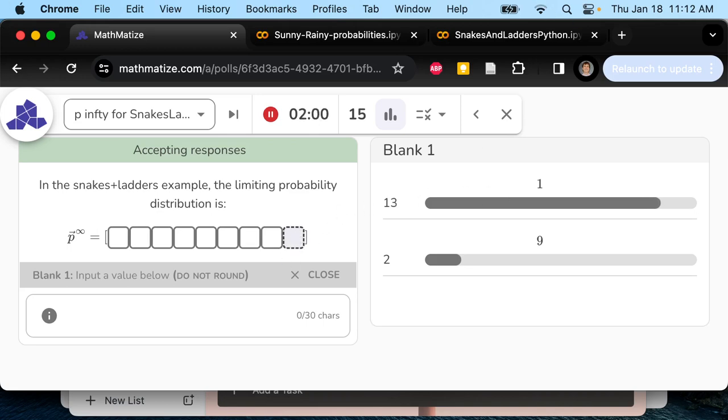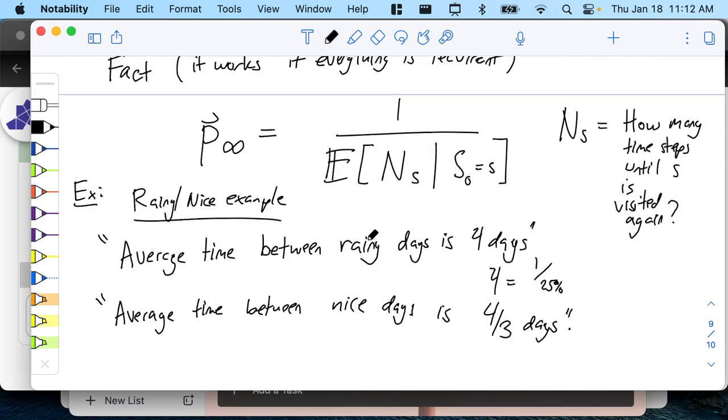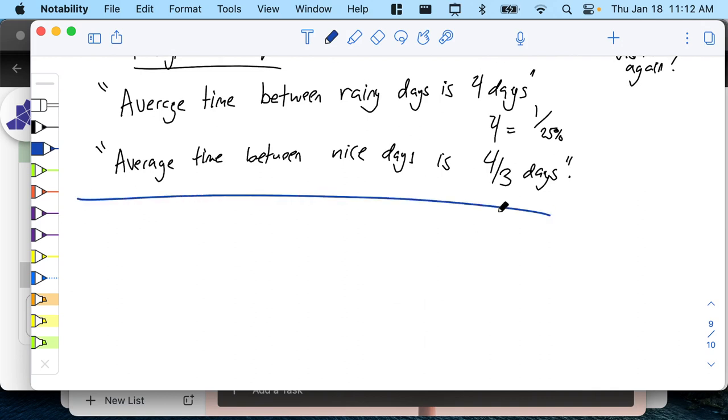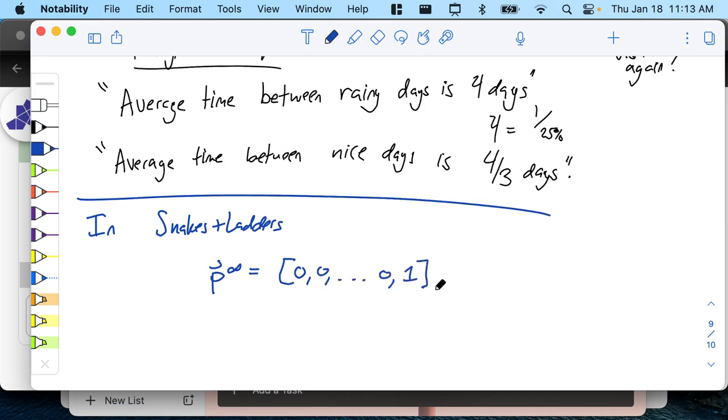So in snakes and ladders, P infinity is equal to 0, 0, 0, all the way up to the last state, which is a 1. And you can see that this is actually the last row. So you can also check that P infinity is in fact equal to P infinity times M, because the last row of the snakes and ladders matrix is also 0, 0, 0, 0, 1. That's saying that if you start in state 9, you end in state 9. And what's happening in snakes and ladders is that all the first 8 states are transient, and the last state is the only recurrent state that you get stuck in forever and ever.